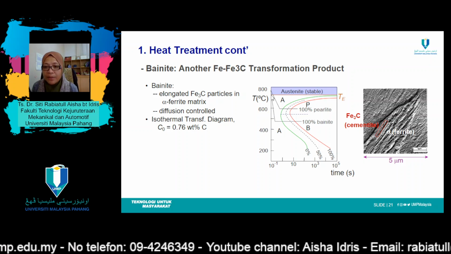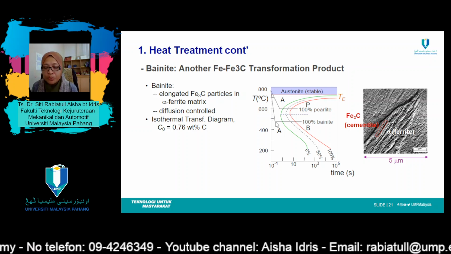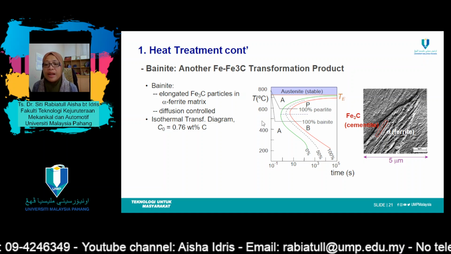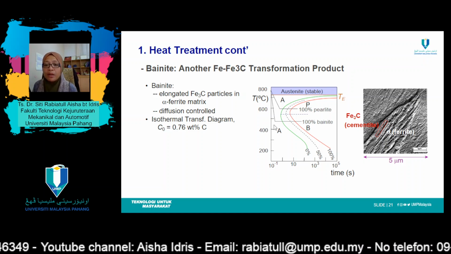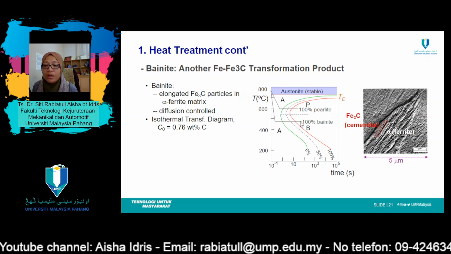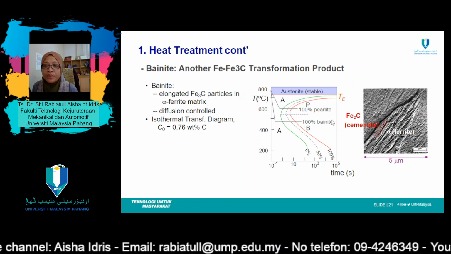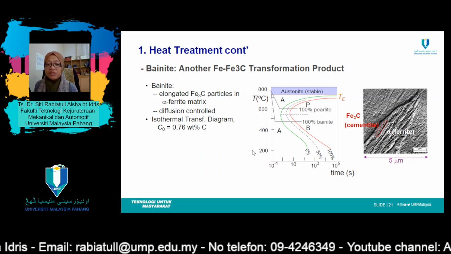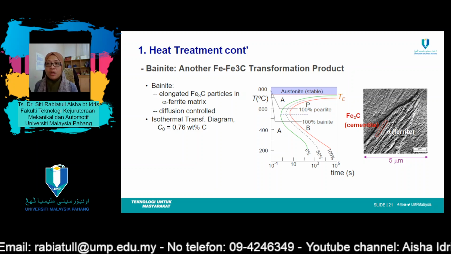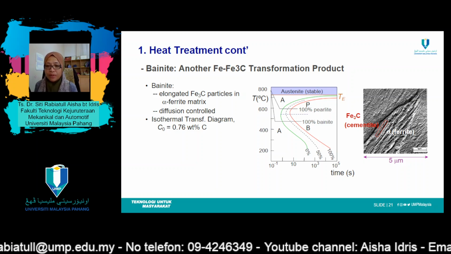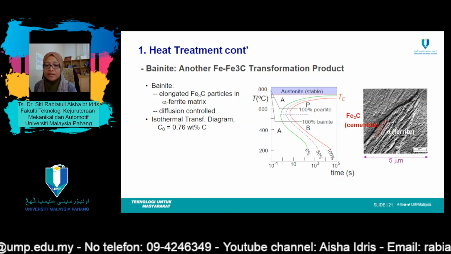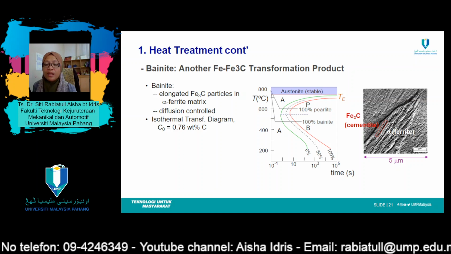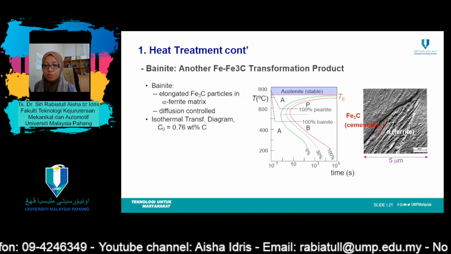And for bainite, start cooling it to this temperature, for example, around 490 degrees C, and then hold that temperature until it transforms into 100% bainite over here. And again, this transformation only occurs for carbon equals 0.76 weight percent, and the formation of bainite is known as diffusion controlled.